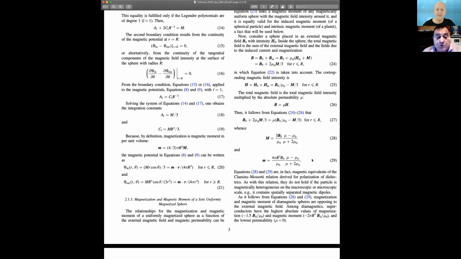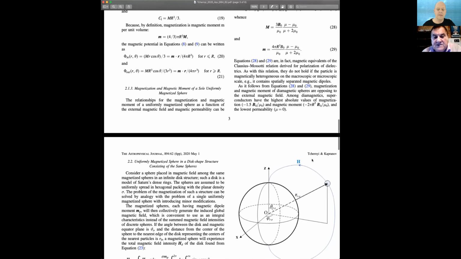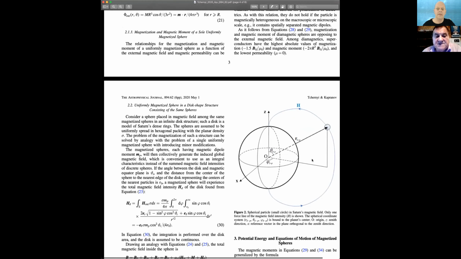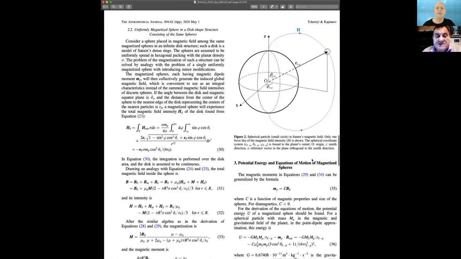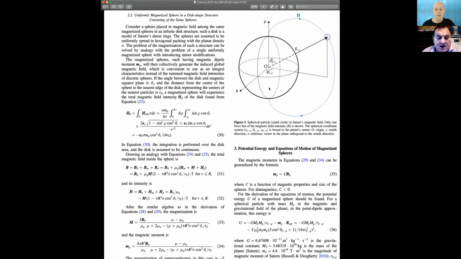Okay. Paragraph 2.2.1 is a uniformly magnetized sphere in a disc-shaped structure consisting of the same spheres. We consider a sphere placed in the magnetic field of Saturn among the same magnetized spheres in a uniform infinite disk structure. Such a disk is a model of the dense rings of Saturn. The problem of magnetization of such a structure can be solved by analogy with the problem of a single uniformly magnetized sphere, introducing some small minor modifications.